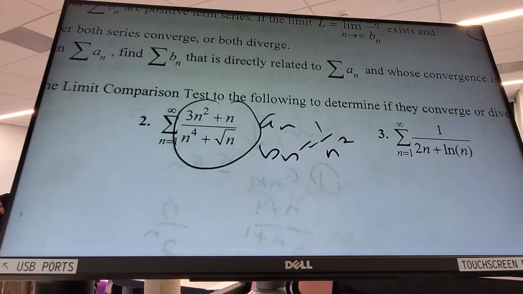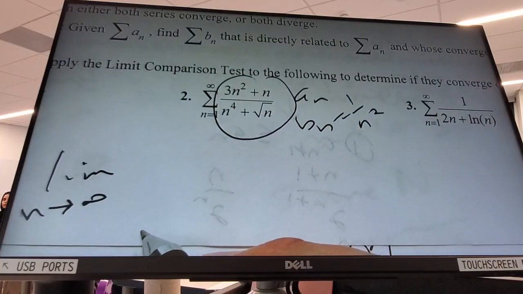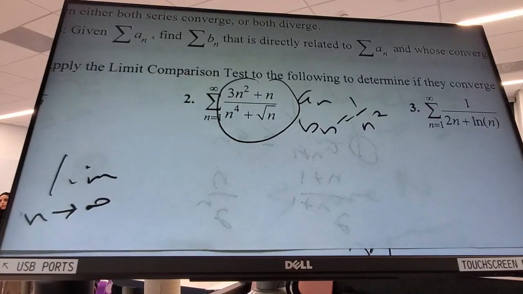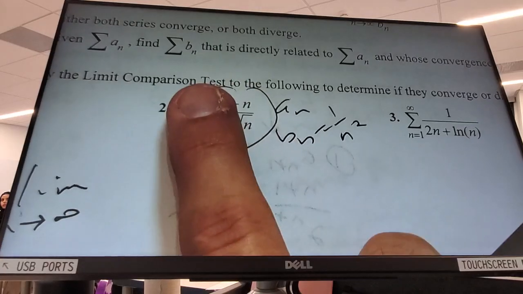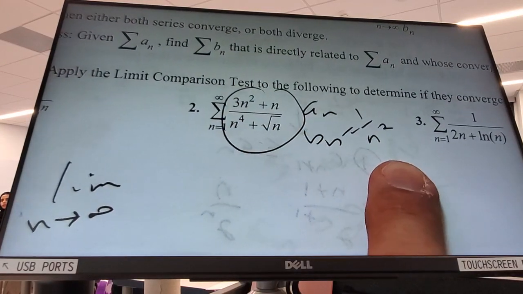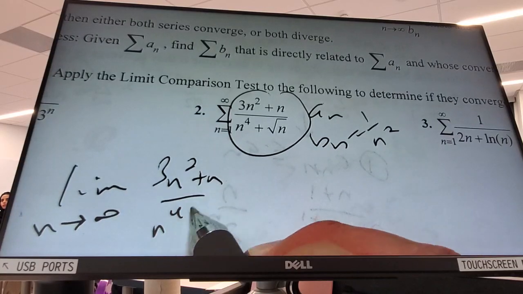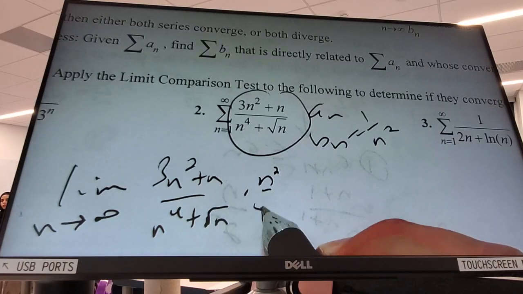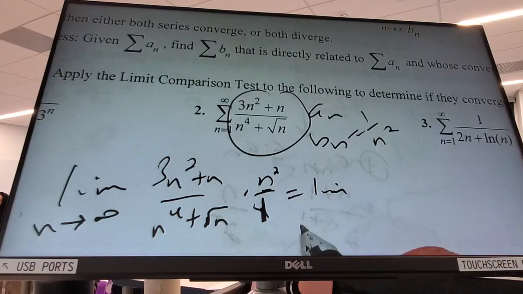Yeah? So can you guys set it up for me? The limit, n goes to infinity, of an divided by Bn, yes? Which is the same thing as an times the reciprocal of Bn. You're going to get a bunch of fractions. You might as well use that fact, yes? If I want to divide this by this, I can multiply this by this guy's reciprocal, yes? That's much better, isn't it? 3n squared plus n over n to the 4th plus square root of n, times n squared over 1. That's a 1 there. That's neat. I need to learn to not look at the monitor when I do this. Okay. What does that become?